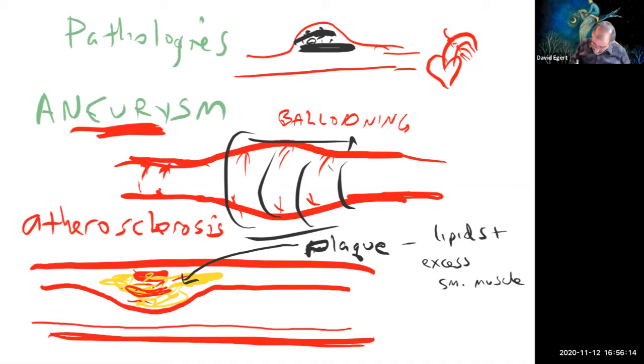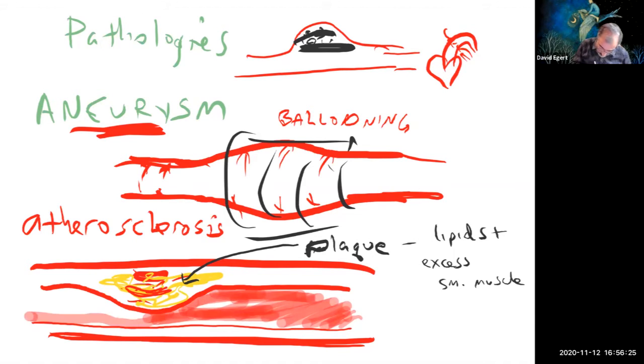Obviously, this is an issue. This is a problem. If this is the lumen of my blood vessel here, this is going to make it hard for the blood to flow. So, we've got this constriction. If it gets really bad, it can totally block the blood flow. Minimally, it'll be increased resistance.